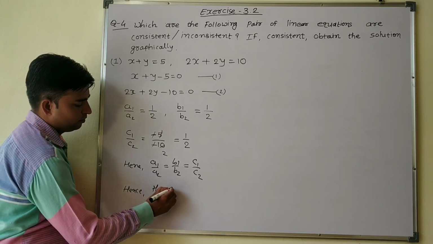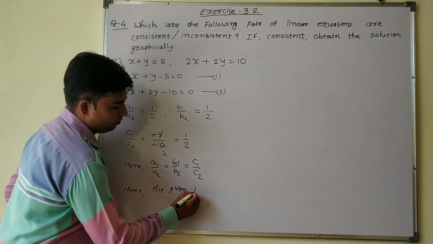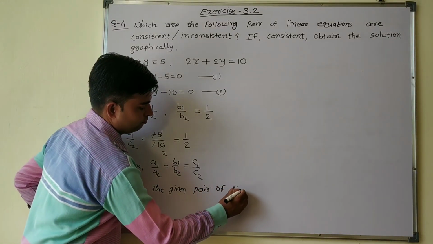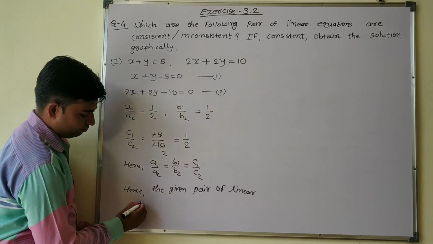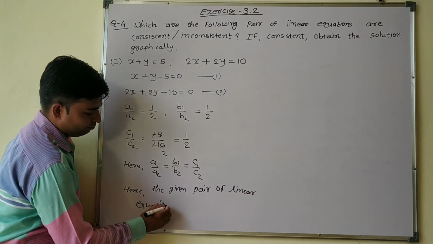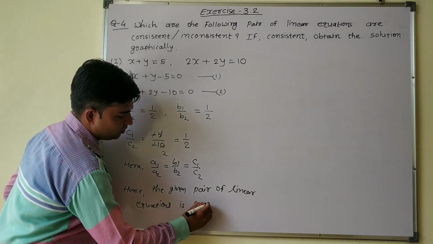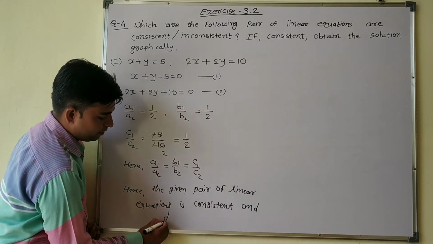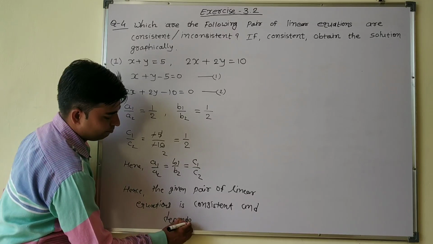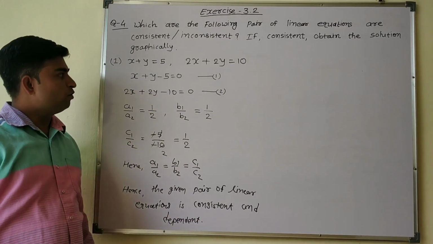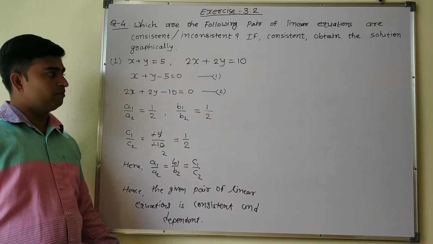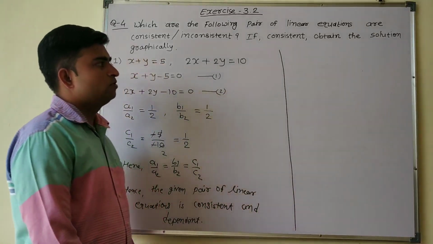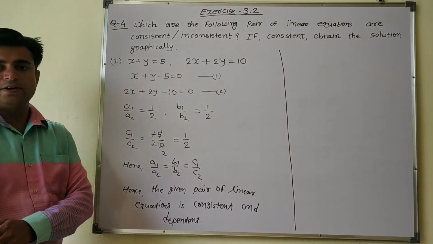Hence the given pair of linear equations is consistent and dependent. So here both equations are consistent. Then we have to solve it by the graphical method. To solve by the graphical method we have to find the solutions.